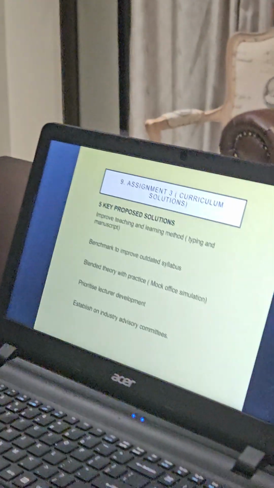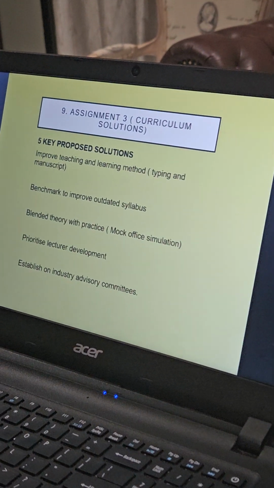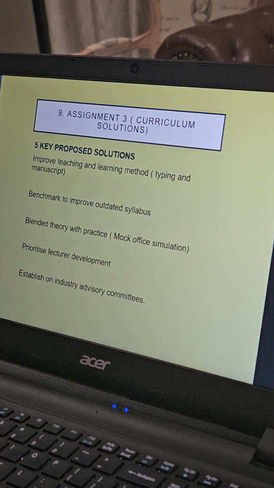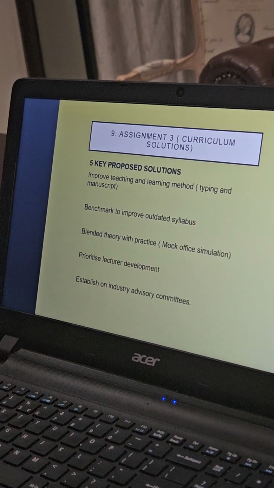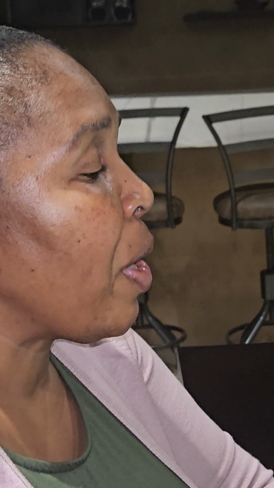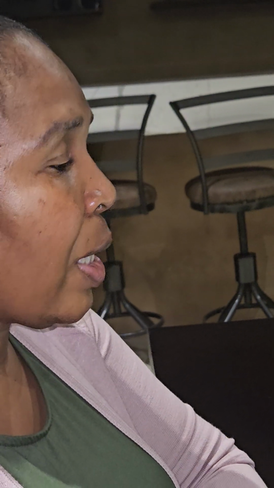Then we'll be looking at assignment 3 under curriculum solutions. The curriculum solutions were about the 5 key proposed solutions. From the proposed solutions, we're looking mostly at what we can do as a college to improve. But then we've realized that what is actually lacking is a teaching and learning method for us to improve typing and manuscript. We also need to benchmark with other colleges to update or improve the outdated syllabus.